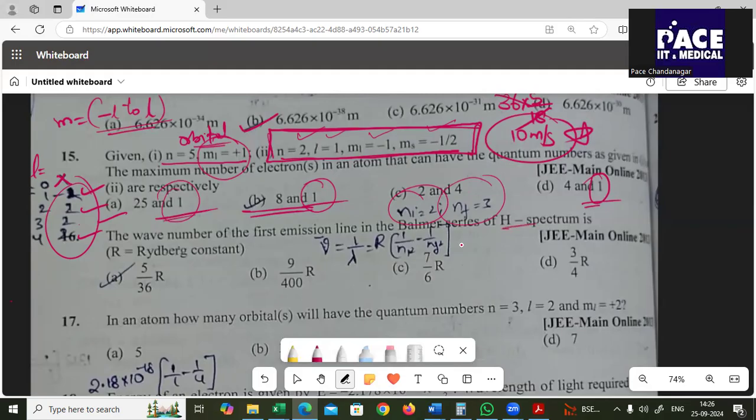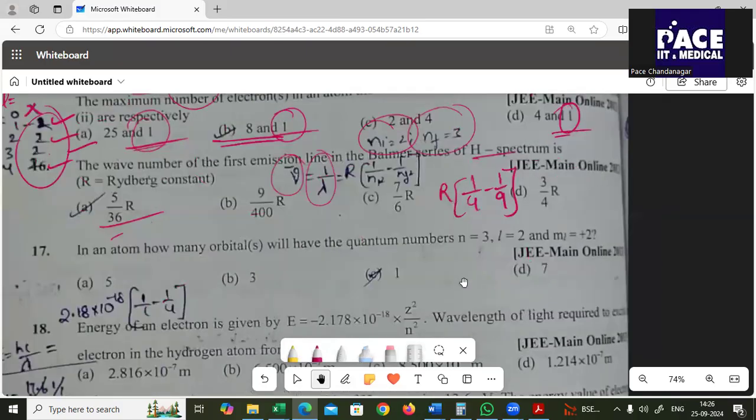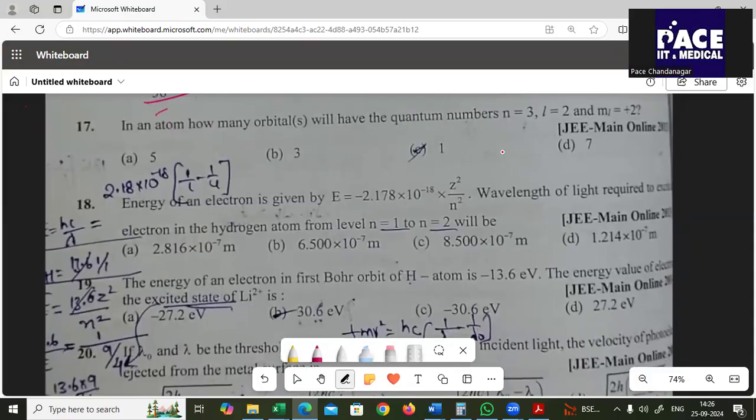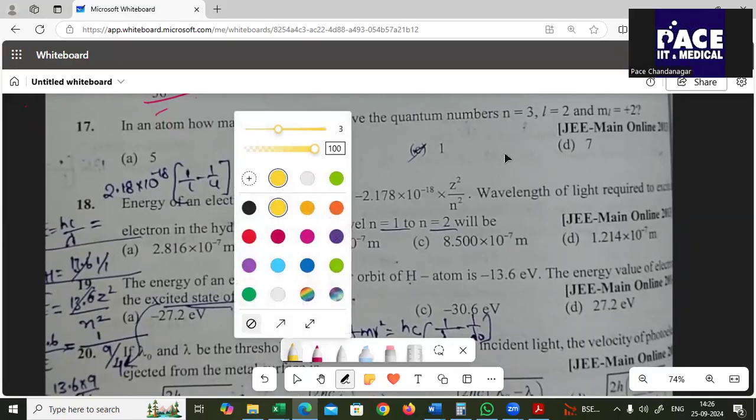So now in the hydrogen spectrum, nu bar is nothing but your wave number, which is 1 by lambda, which is equal to R times 1 by n initial square minus 1 by n final square. R times 1 by 4 minus 1 by 9. 9 minus 4, 5 by 36. 5 by 36 R, which is your option A there, right? See, these are all JEE questions which have come up, but it is easy when you go with your formulae ready. You have to always be ready with your formulae on the go.